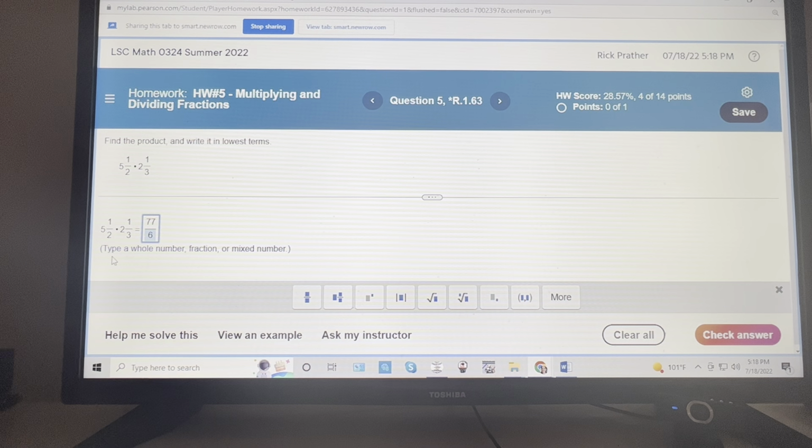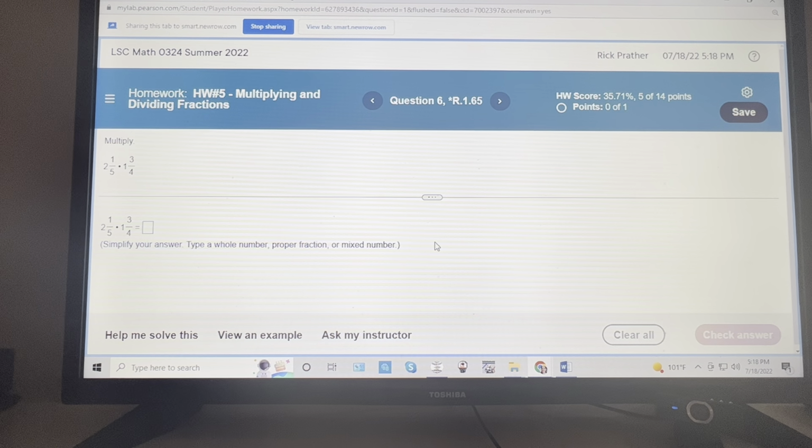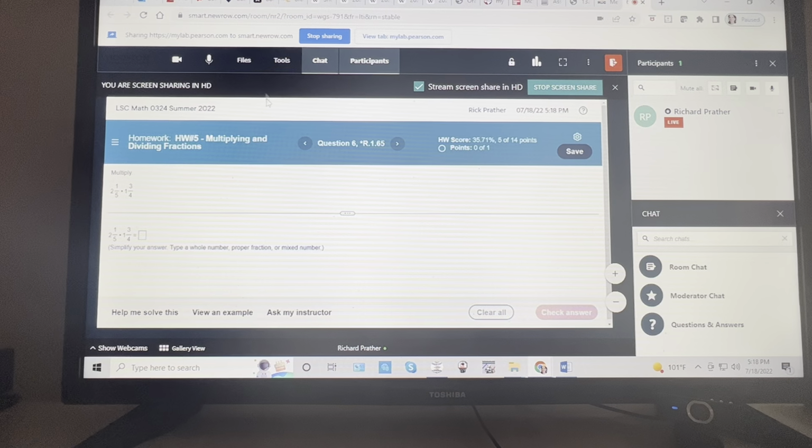Now, I'm reading the blue part. I make the mistake of not reading that sometimes. Type a whole number, that's if it comes out exactly, a fraction, I have a fraction, or a mixed number. So they actually would take a mixed number if you wanted to do that, but it just takes longer. So I wouldn't waste time doing that when you can do it the easier way. Same kind of problem. 2 1/5 times 1 3/4.